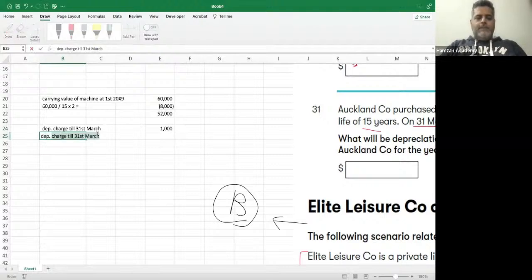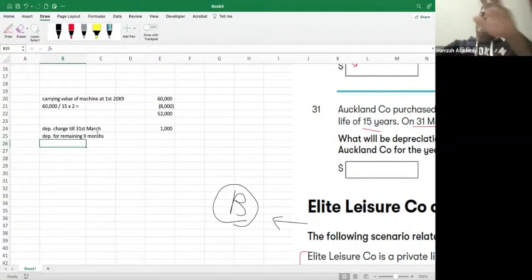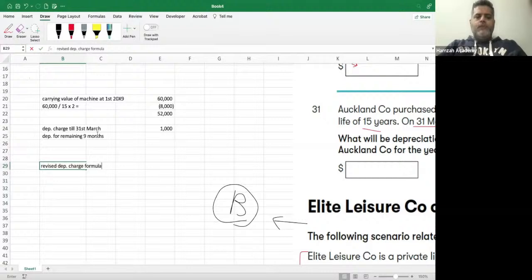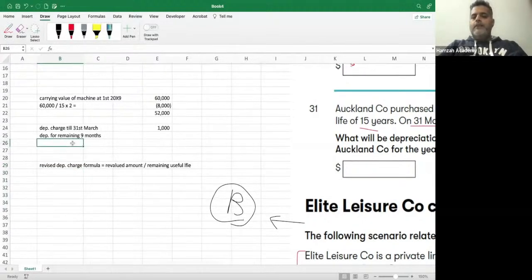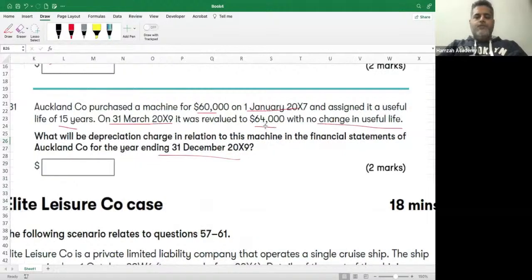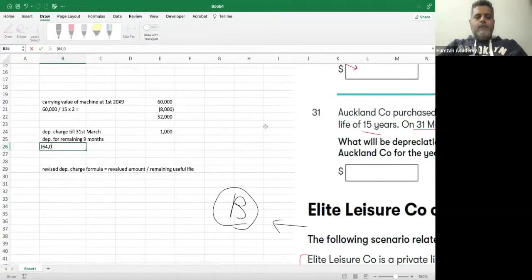Now, depreciation for the remaining 9 months is what I have to calculate, right? And the formula for the revised depreciation charge is revalued amount divided by remaining useful life, right? This is what we have read. So the revalued amount, it was revalued to 64,000, right? So that's going to be 64,000 divided by remaining life.